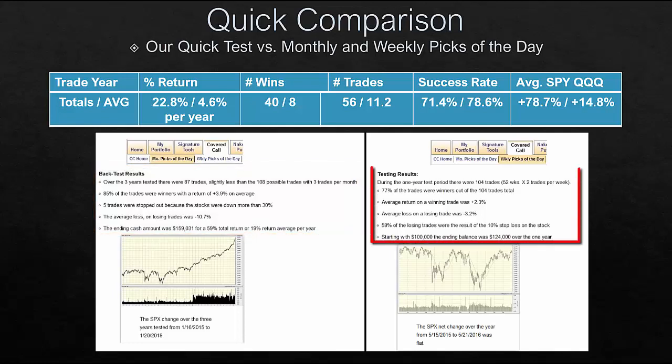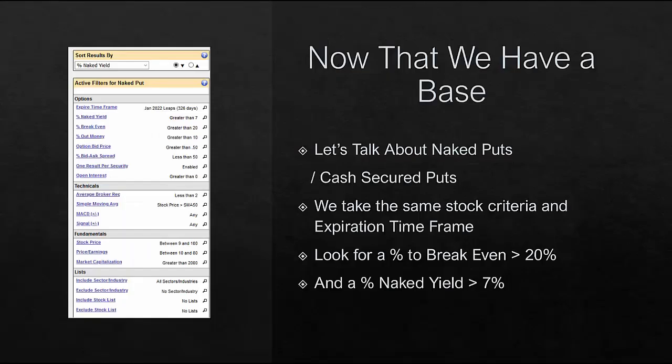In addition to that, the weekly picks of the day that Ernie tested as well to try to maximize return, he tested over a 1-year period, 2015 to 2016. And he saw about a 77% win rate, close to what we're seeing here, with the average return on the winning trade at 2.3%. But of course, a little unfair compounding, starting with $100,000, the ending balance of that test was $124,000, or 24% over the year, with 104 trades total for the weekly covered call approach. But I just wanted to point that out. Let's get to our actual comparison here.